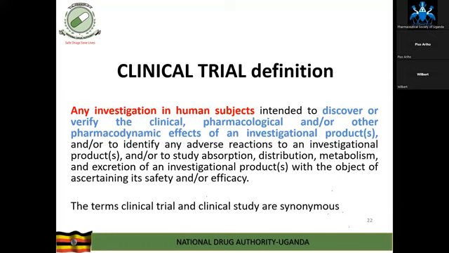But for clinical trials, I'll start. Intended to discover or verify clinical or pharmacovigilance. But this is a clinical trial, is a study of a drug in human beings. That is basically it.